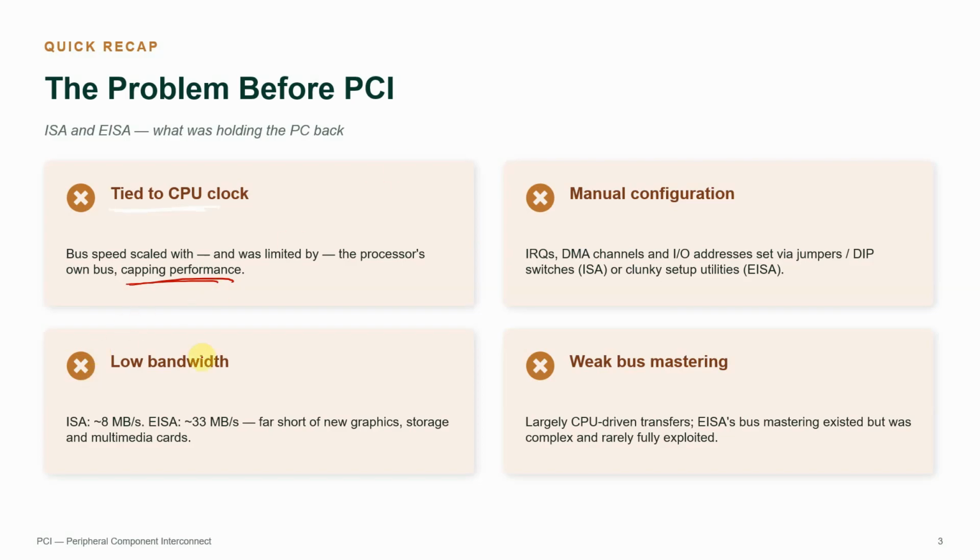We were also having low bandwidth in the case of ISA and weak bus mastering. I was having only a central bus, and no particular peripheral could act as a bus master. Only a dedicated DMA master could act as a bus master in the case of ISA and EISA. These were the problems before PCI.